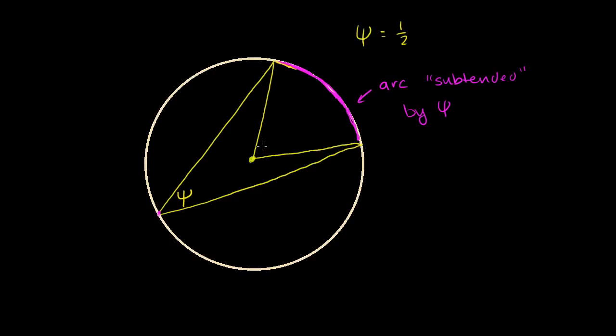Let's call this theta. So this angle is psi. This angle right here is theta. And what I'm going to prove in this video is that psi is always going to be equal to 1/2 of theta. So if I were to tell you that psi is equal to, I don't know, 25 degrees, then you would immediately know that theta must be equal to 50 degrees. Or if I told you that theta was 80 degrees, then you'd immediately know that psi was 40 degrees. So let's actually prove this. So let me clear this.